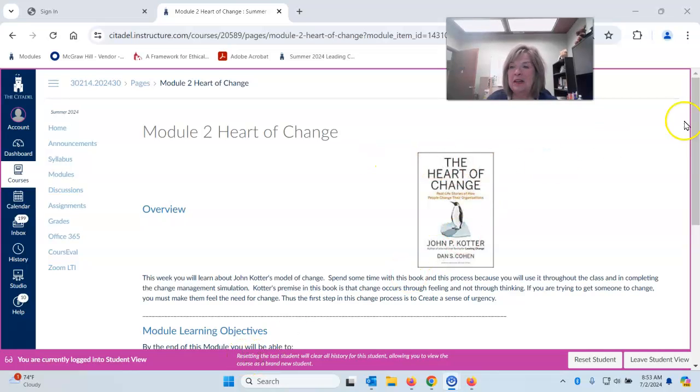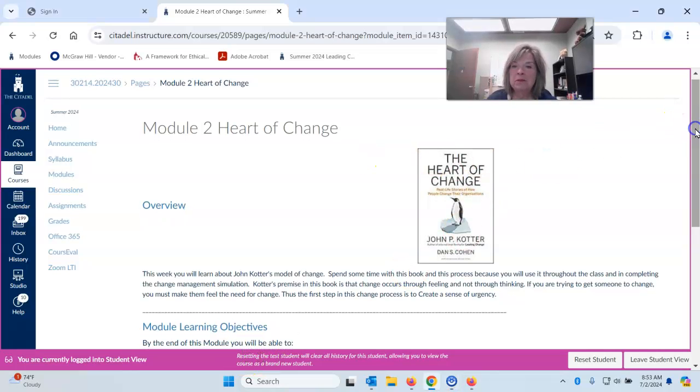Here it is. This week is pretty straightforward. We're going to be looking at the heart of change, and if you've studied change at all or are interested as a professional, you're probably familiar with John Kotter and his 8 steps, the process of change that he recommends. He's written multiple books, and they all talk about these same 8 steps.